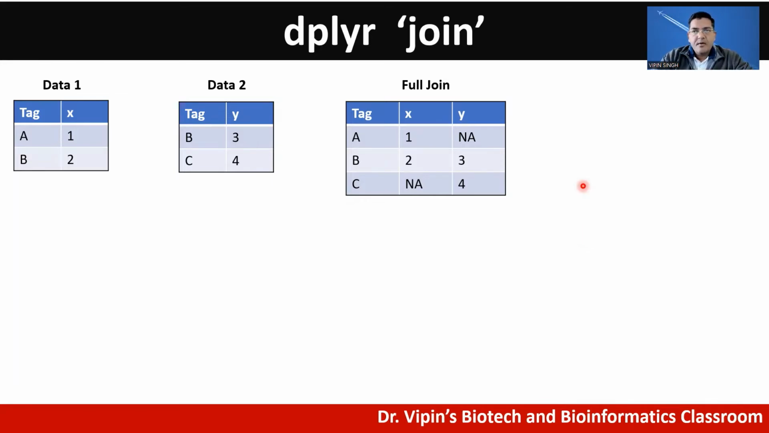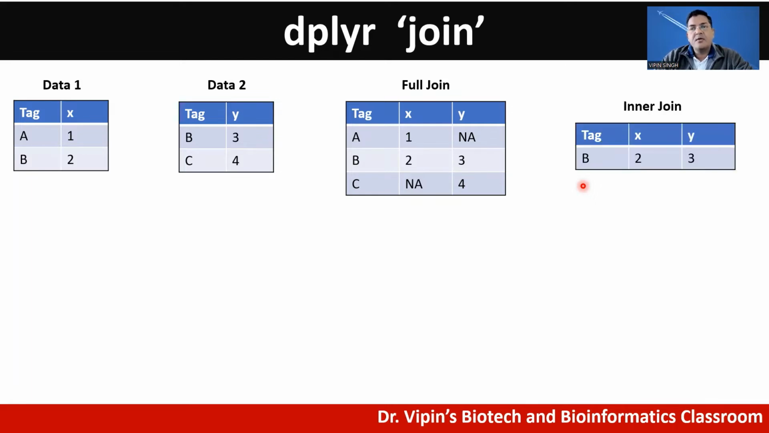So likewise, there are other functions in join that allow you to selectively combine the two data frames together. For example, you have what is known as inner join. Inner join allows you to combine in the two data frames the values that have a common tag. For example, here in this case, the only common tag that you have between data1 and data2 is B. So when you say inner join of data1 and data2, what you get is just B with the values of X and Y corresponding to B.